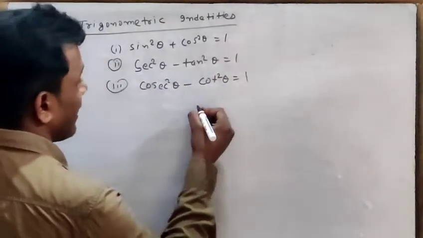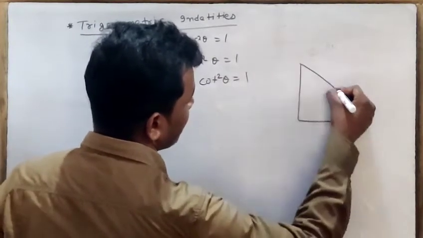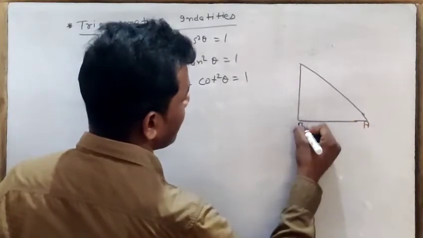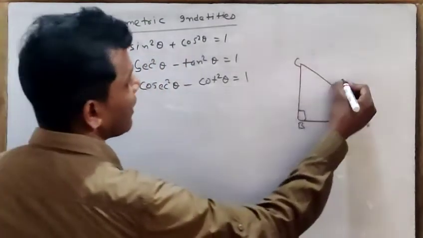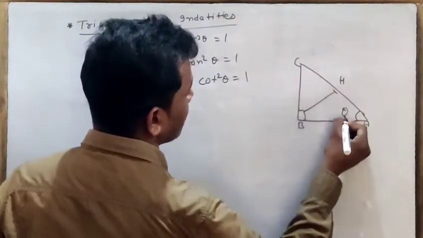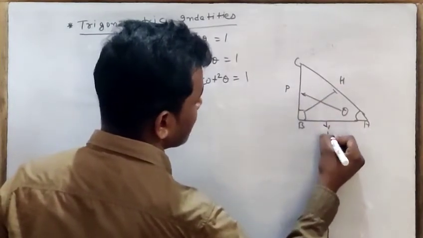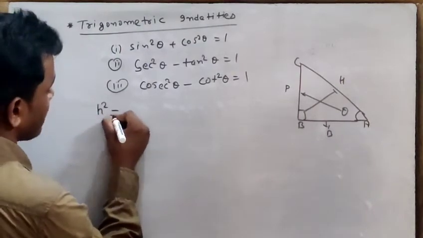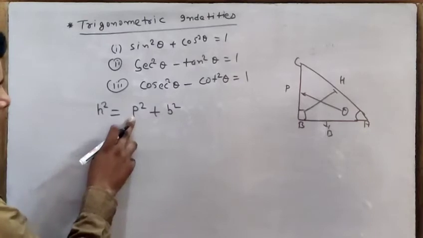Let this be the triangle ABC. This is the hypotenuse, this is theta, this is the perpendicular, and the remaining side is the base. Again, the formula: H square is equal to P square plus B square. Hypotenuse square is equal to perpendicular square plus base square.